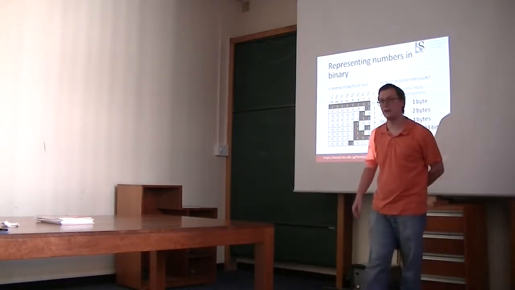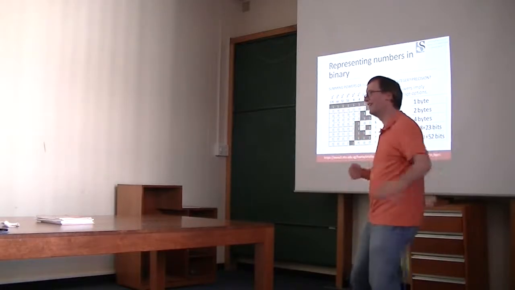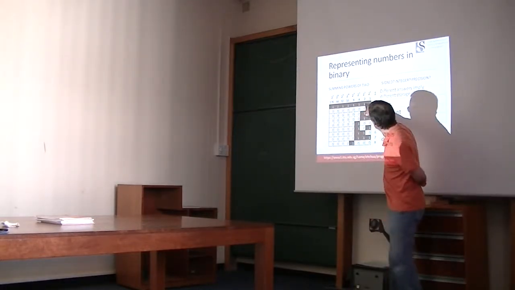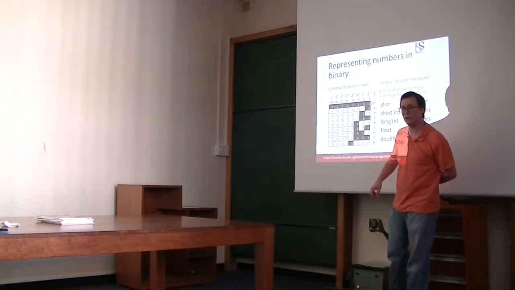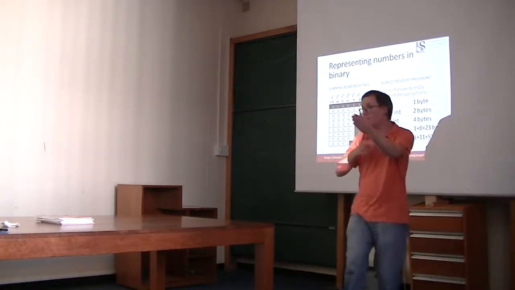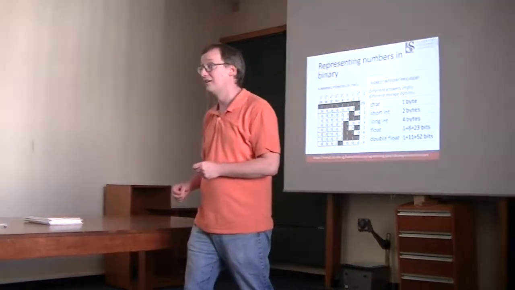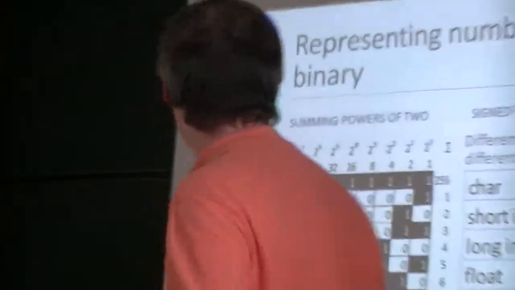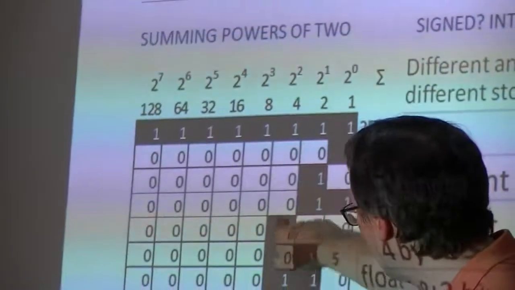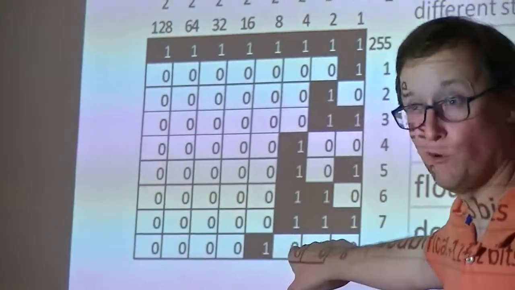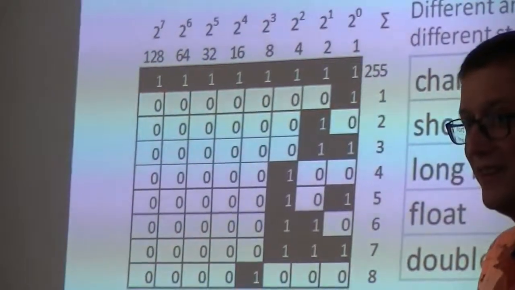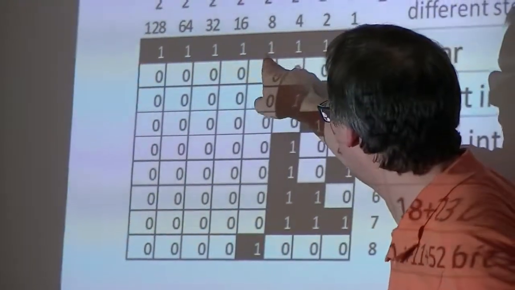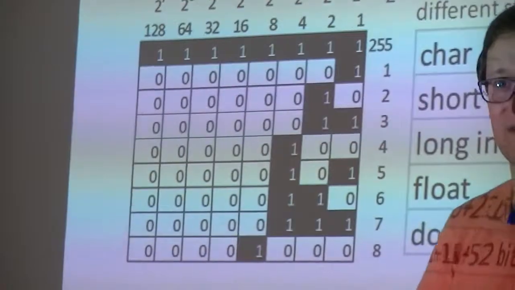2 to the first power is 2. Great. So if we have a 1 in this next to last column, we're going to add 2 to that value. What is 2 squared? 4. Great. So 2 to the second power is 4. So if we have a 1 filled in this column, we're going to add 4 to that number. 2 to the third is 8. Very nice. There it is. So if we've got a 1 here, we're going to add 8 to this value.